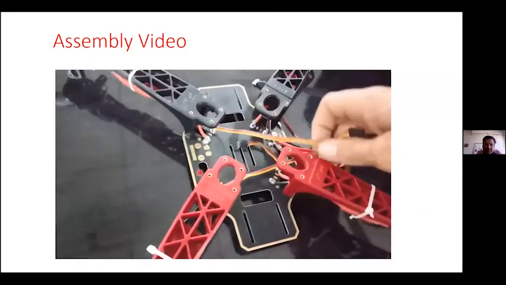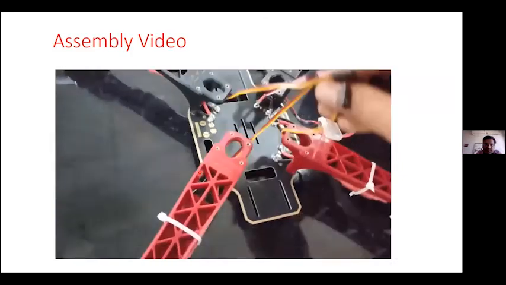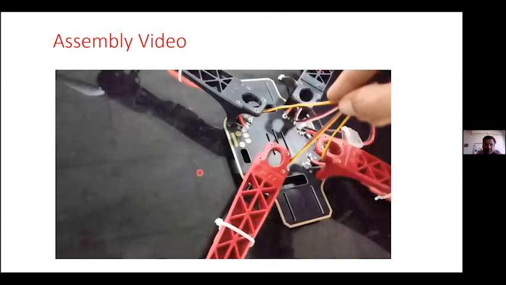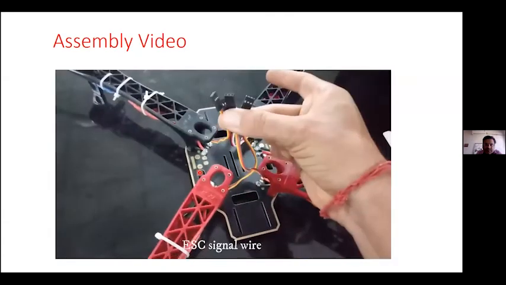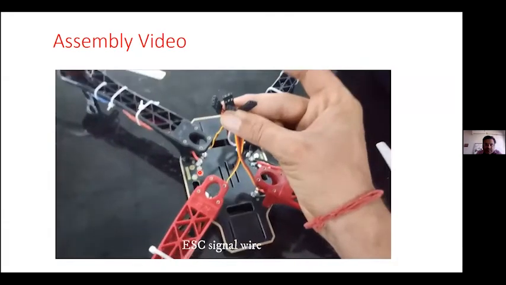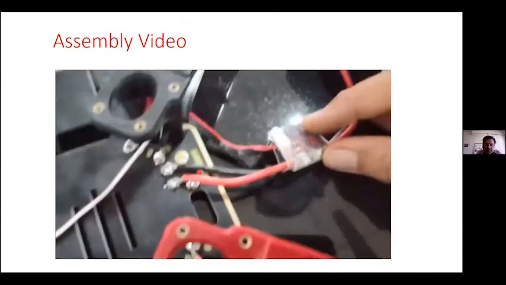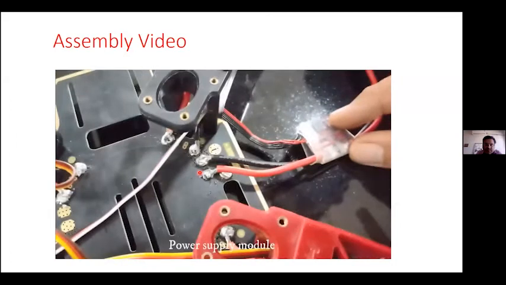And all the power supply, all the 4 ESC connectors, these are the 4 ESC connectors, and this connector we will feed up to the flight controller. This is a signal wire, just feed it to the flight controller. And this is your power supply module.